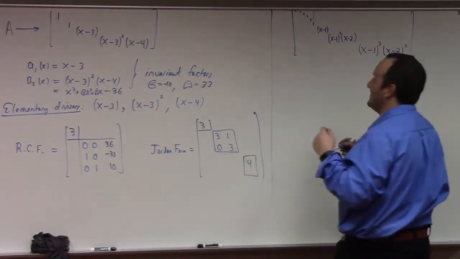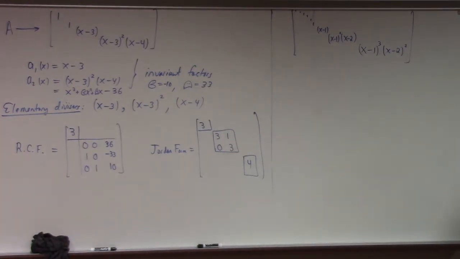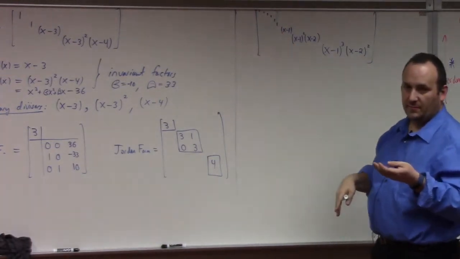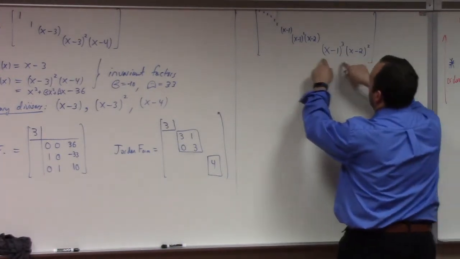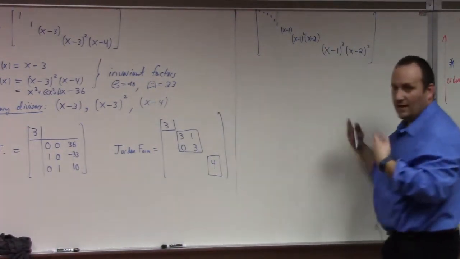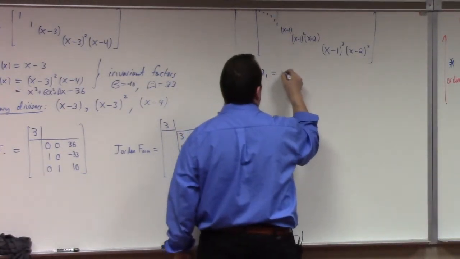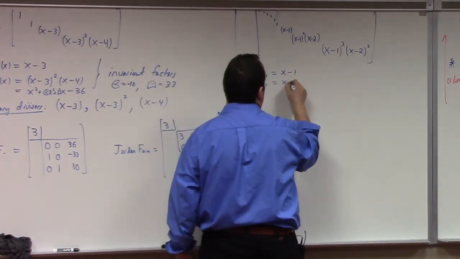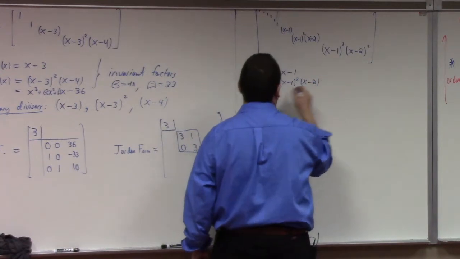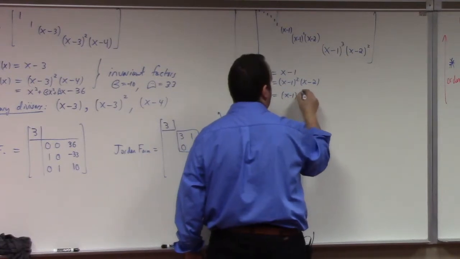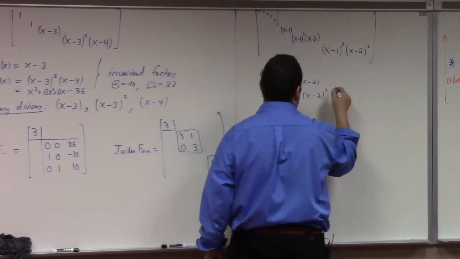How many 1s should I have? There are 6 ones up there. It's got to be a 9 by 9 matrix to have that many factors. If the characteristic polynomial is 9th order, that means it's a 9 by 9 matrix that we're reducing. So there would have to be 6 ones up there by counting. That's 9th order if I multiply them. All right, invariant factors. A1 is x minus 1. A2 is x minus 1 squared times x minus 2. A3, which is of course the minimal polynomial, is x minus 1 cubed times x minus 2 squared.